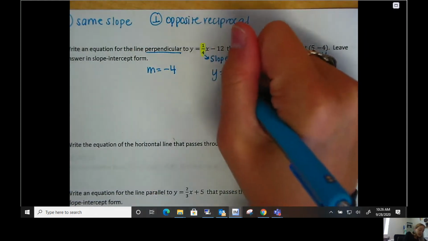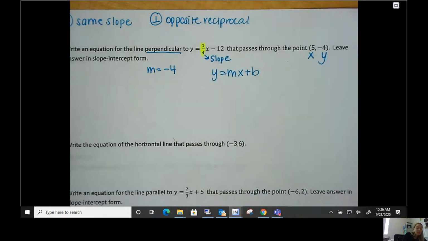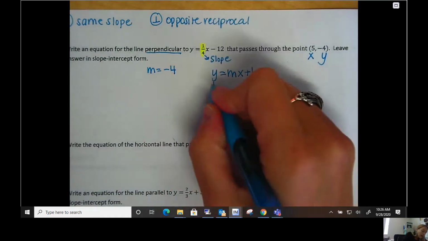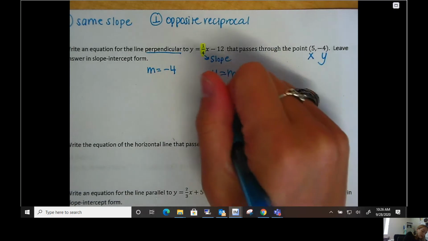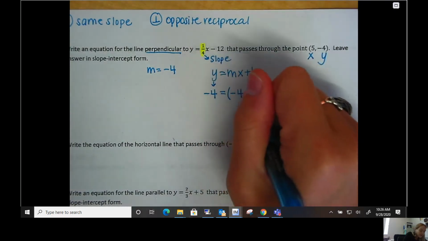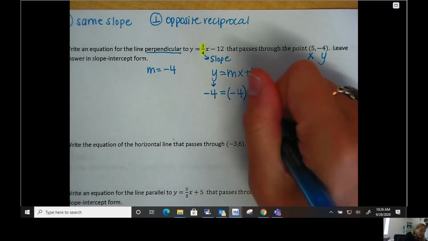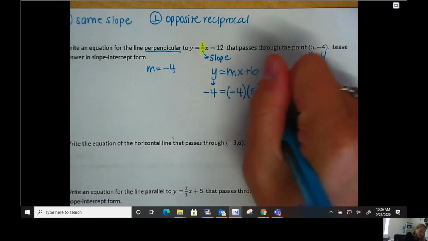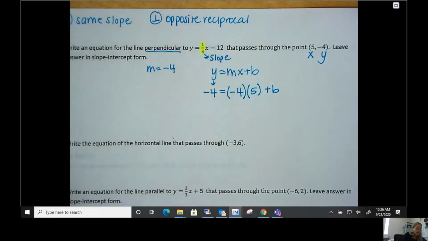So now I take the equation y equals mx plus b and I plug in all these values and solve for b. So for y, I plug in -4. For m, I plug in my new slope of -4. For x, I plug in 5. And then I put plus b because that's what I'm solving for. Now it's just an algebra problem.